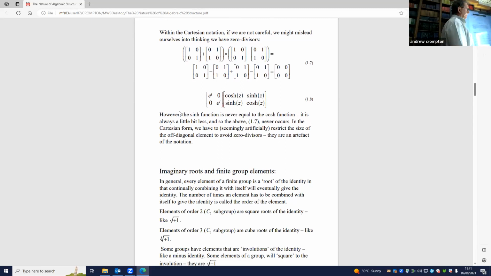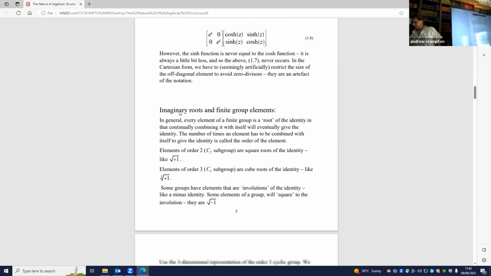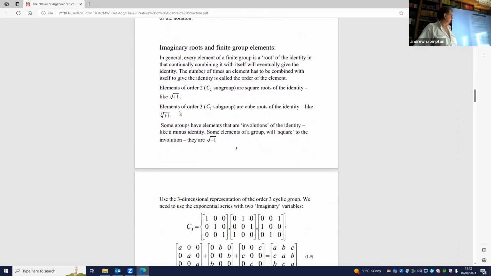You can artificially restrict the Cartesian form to make it work, but you don't need to, because the cosh function is always greater than the sine function. And so you get no zero divisors within an algebraic field in polar form. If you're not careful and you use the Cartesian form, you might come across zero divisors. So really, you should do your algebra in polar form. It's easy to do it in Cartesian form as long as you're aware of the fact that you've got to watch out for these zero divisors.